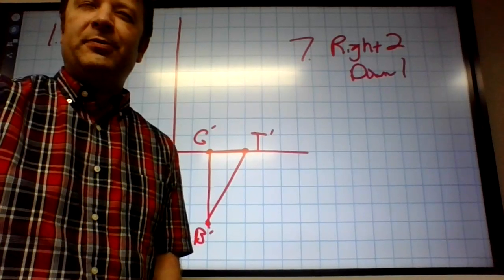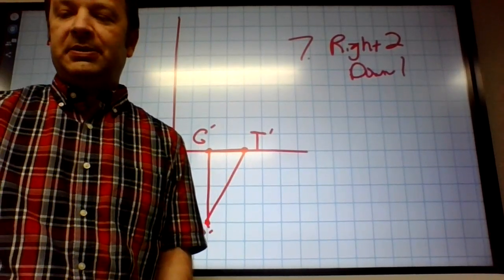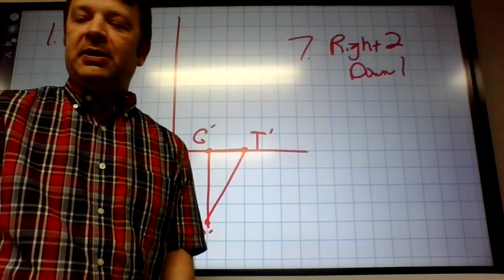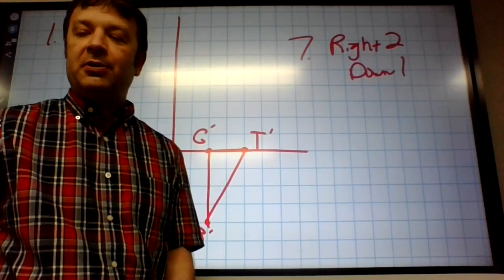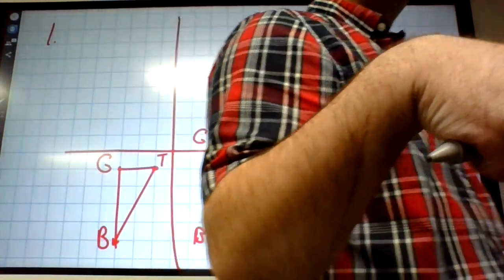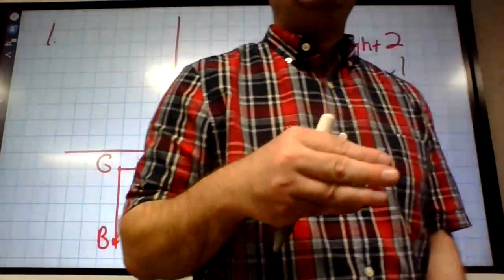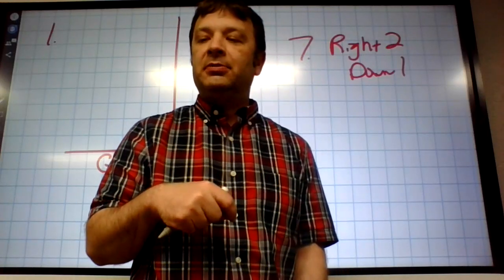Because you need to go from T to T prime, not T prime to T. You guys follow what I'm saying there? If you're going from T prime to T, or a V prime to V or whatever, that would be right 1, down 1. And that's the wrong answer. You have to go from T to T prime, or V to V prime, or whatever.